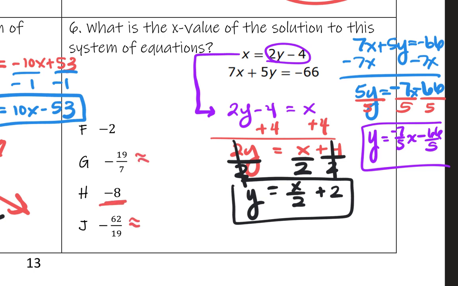So check 19 over 7. You just have to do control divide, 19 divided by 7, and then control enter. That gives us about 2.7. So no, that one's not it. All right, what about 62 divided by 19? That one gives us about 3.2. So that one should be H.